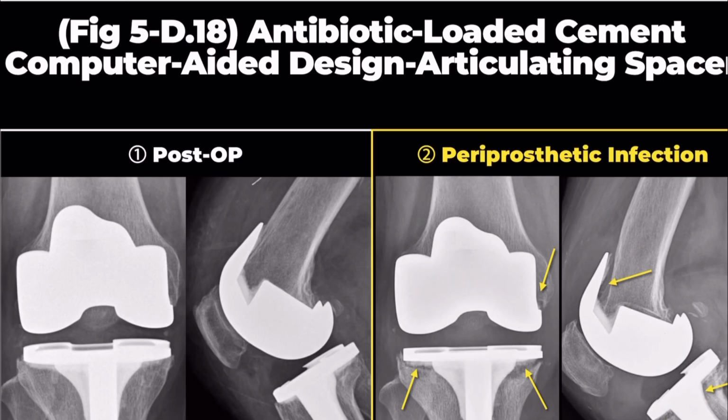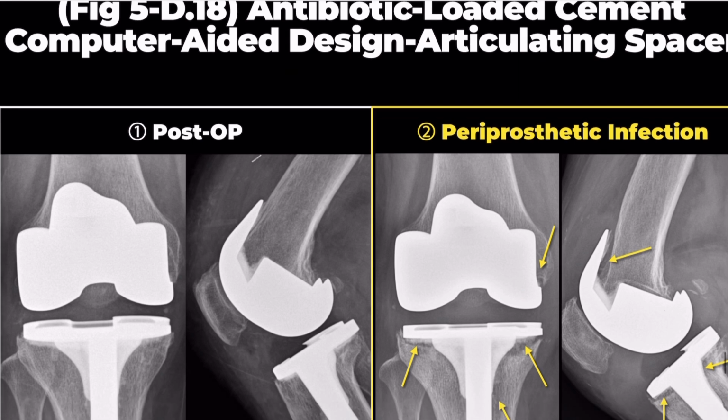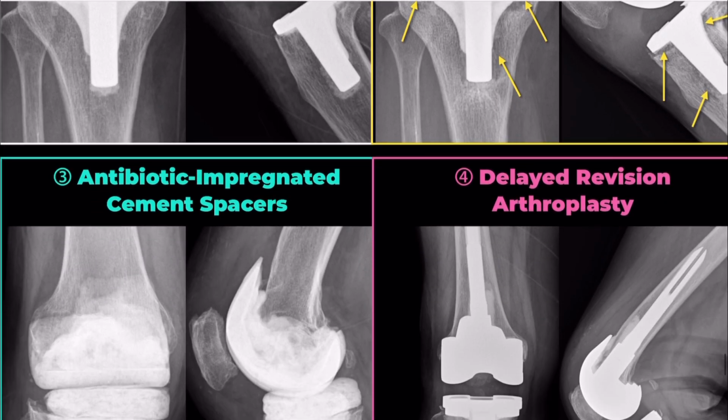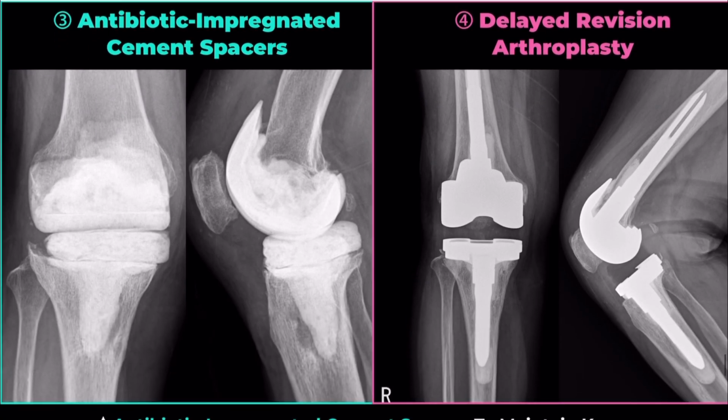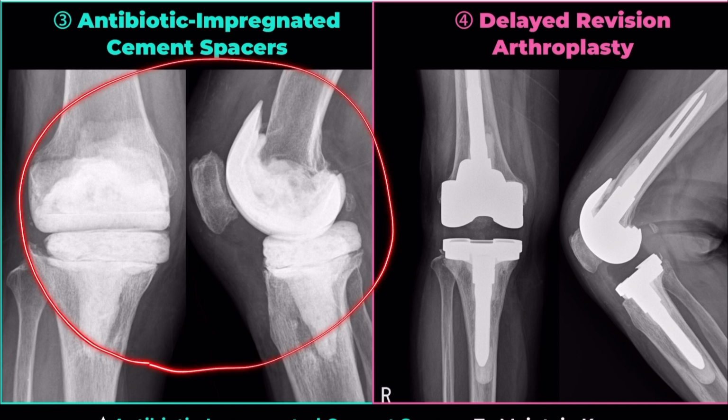Today, we will discuss the management of infected arthroplasty. A two-stage revision process typically manages the infected arthroplasty. The reference standard for treating an infected total knee arthroplasty, TKA, involves the following steps.